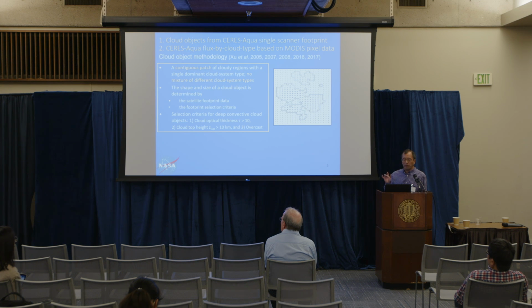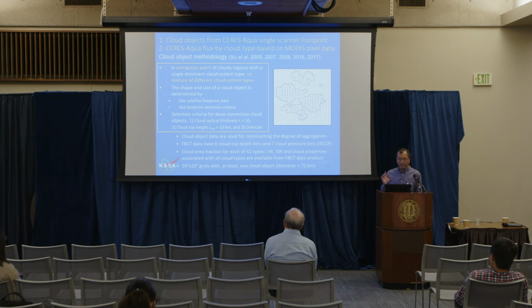For this study, I'm only interested in the deep convective clouds. So we use cloud optical depth greater than 10 and cloud top height greater than 10 kilometers in overcast conditions. Basically, those select convective towers and the very thick anvil clouds. When those footprints are connected together, we select one cloud. In this study, we don't want to select all those single-point footprints as cloud objects, so we made a decision to only select those over 75 kilometers in size. We also use the flux by cloud type product, which is based on the pixel level. The pixel size is 2 by 2 kilometers, and the footprint is 20 by 20 kilometers.